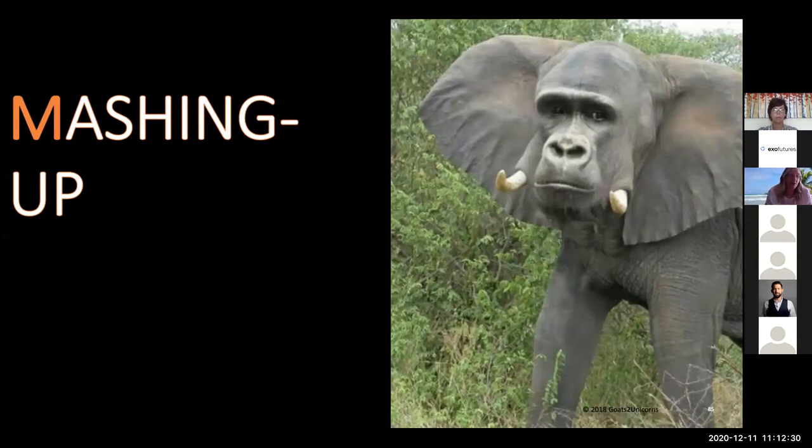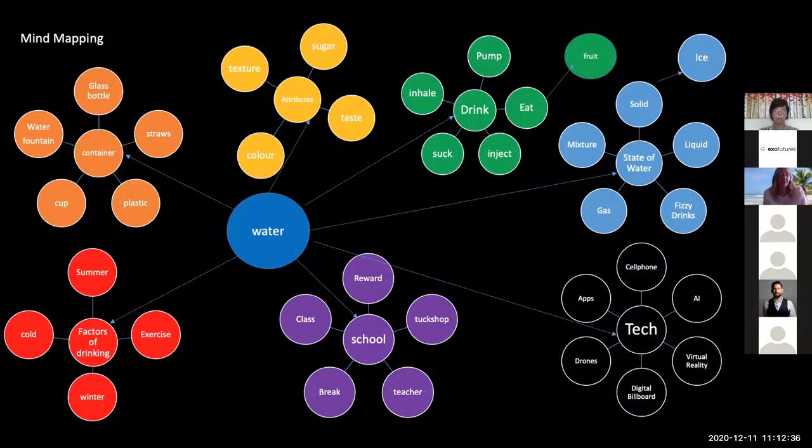And how I do this, and many people do it in different ways, is I use mind mapping. So I say water there, and in each of these branches, I've taken information from all the why questions and the observation. So container, straws, plastic, cup, water fountain, glass bottle. Factors of drinking: exercise, winter, cold, summer. So it's a matter of just coming up with these different things that relate to all different aspects of what we've been thinking about in our observation and in our why questions. So why can't we inhale, suck, inject, eat, and so on and so forth?